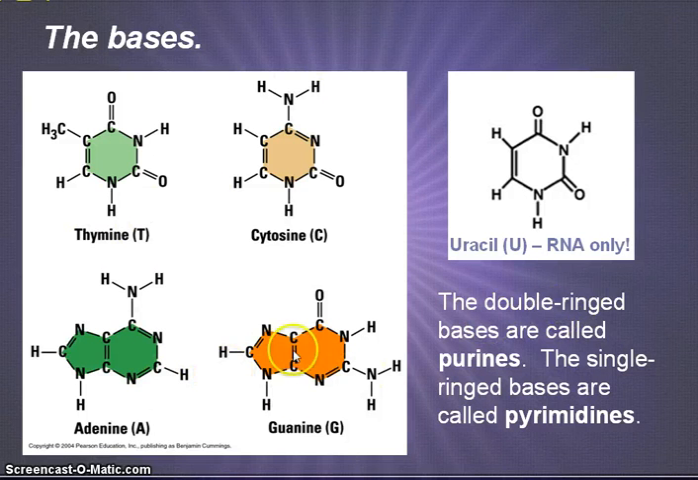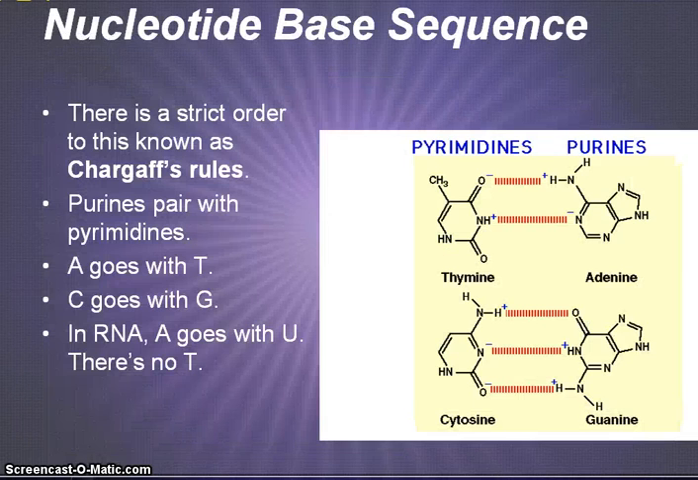The double-ringed ones that you see right here are called purines, and the single ones are called pyrimidines. So even though the one that looks the biggest has the shortest name, and the one that's the smallest has the longest name, maybe you'll be able to remember it that way. So A, C, T, and G, adenine, cytosine, thymine, guanine. Remember those. There's a certain order that they pair up in.